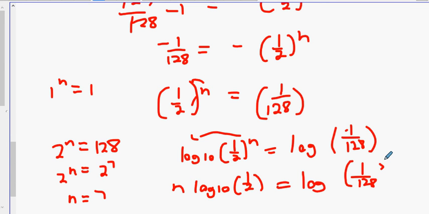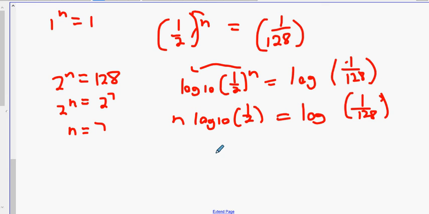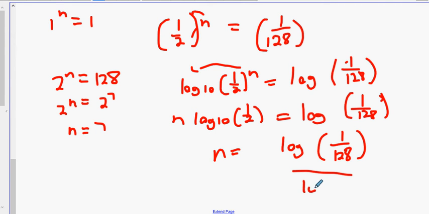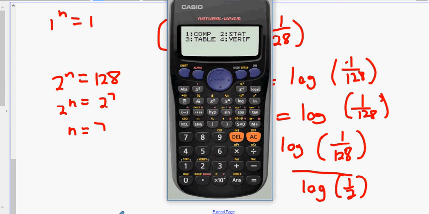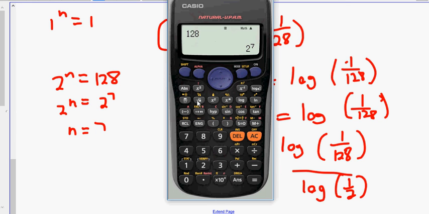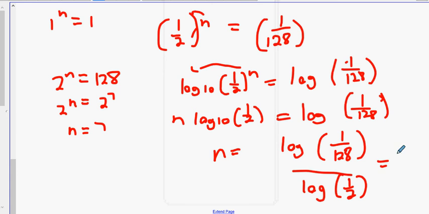And then what you could have done there is divide them. So n equals log of 1 over 128 divided by log of a half. Put that into the calculator. We got log of 1 over 128, and then divide that by log of a half. Seven again. It once again equals 7.